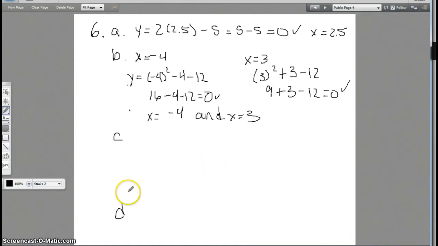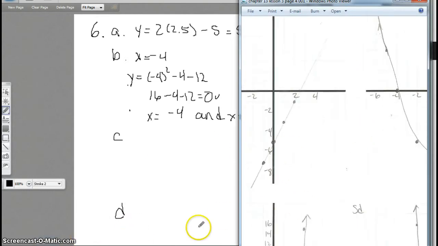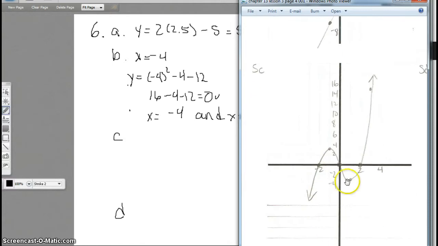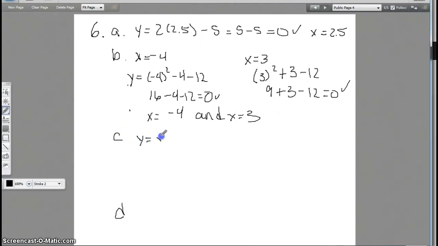Now we're going to look at Part C. So we're going to pull up our graph again, and this time we're going to look for our Part C graph. Here we go, Part C. So this is our graph, and we can see it crosses the x-axis 3 times. It looks like that's at -2, 0, and 2. The equation for this one was y equals x cubed minus 4x. And so we're going to try that for x equals -2, for x equals 0, and for x equals +2.